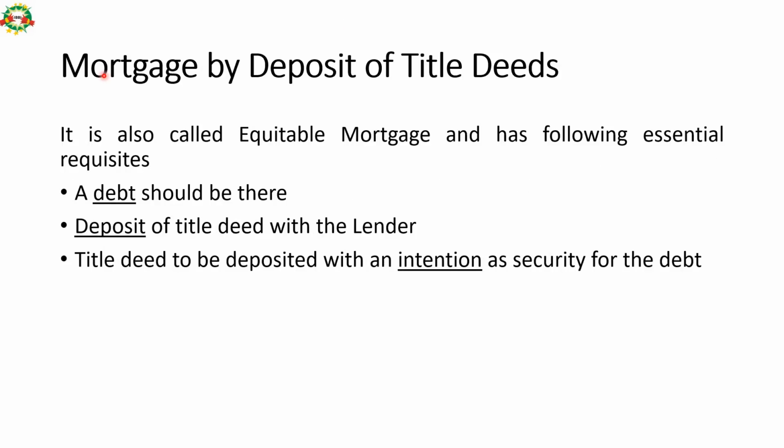Mortgage by deposit of title deeds. It is also called equitable mortgage. So it has the following essential requirements. This is very important. A 1 mark theory question may come. For creation of an equitable mortgage, three conditions are there. There must be a debt, a loan amount between lender and borrower. There should be deposit of title deeds with the lender. Even mere deposit without creation of any document is adequate for creation of an equitable mortgage. However, to be on the safer side, banks do create documents for creation of mortgage by deposit of title deeds.